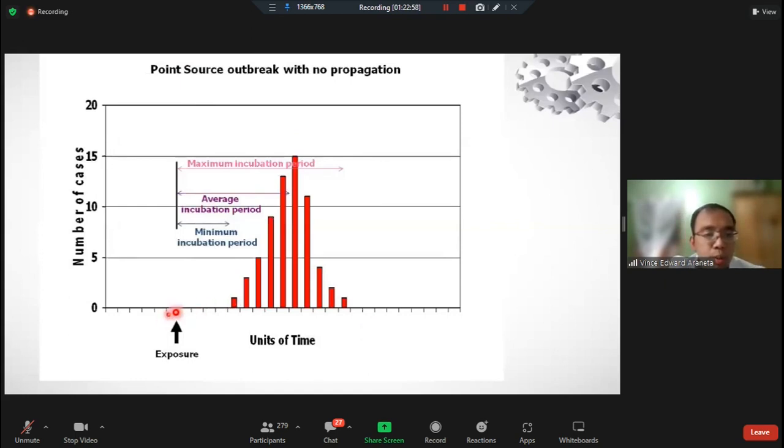So there's the exposure, then there's the development of the cases. It rises in a certain period of time. Then once these patients are able to recover, the number of cases decreases. Here all cases appear to occur within one incubation period, suggesting that cases did not arise from person to person spread. The fact that the outbreak was of short duration suggests that it was a single brief, hence point, exposure that did not persist over time.